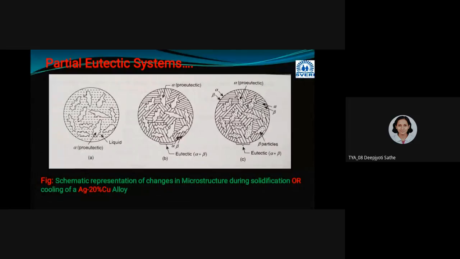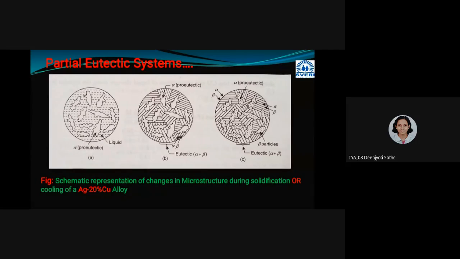Whenever the cooling speed is very slow, these beta particles will get segregated at the grain boundaries of the alpha particles. This is the difference. Here I have shown only one diagram, showing the precipitation of beta particles for the rapid cooling rate. Whenever you use the slow cooling rate, you have to show the beta particles on the grain boundaries of the alpha grains instead of in the center of them.